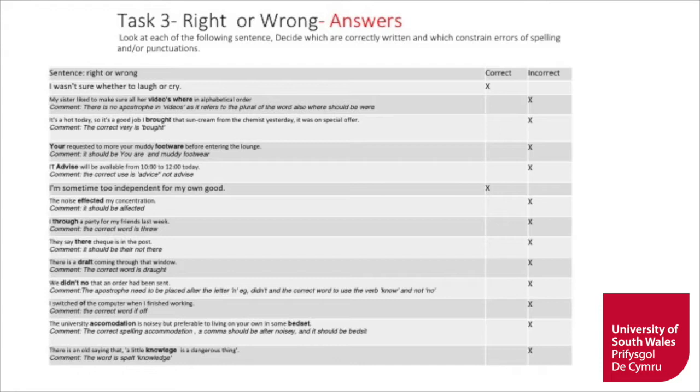Advice should have been spelt advice with a C, so not advise. The next one, sometimes too independent for my own good, is correct, so you didn't need to mark any correction on that one. I threw a party. Obviously that's a wrong spelling of threw. It should have been THREW. The next one is incorrect. Again, the spelling of there is in the wrong context. It should be THEIR. Draft, the correct spelling is DRAUGHT, not draft as in DRAFT.